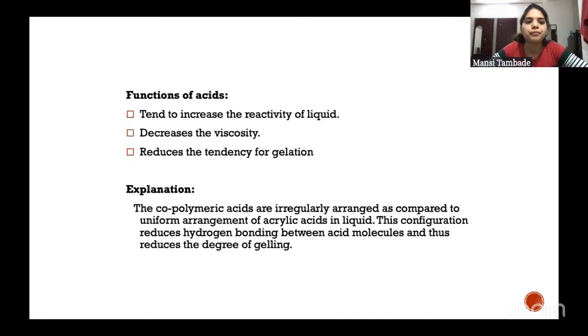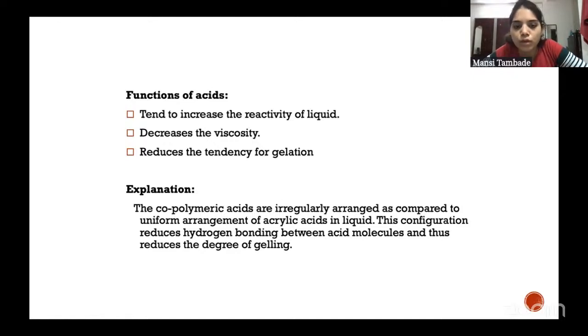Then the function of the different acids, why this acid liquid reaction. The copolymeric acids are irregularly arranged as compared to the uniform arrangement of acrylic acids in the liquid. This configuration reduces hydrogen bonding between acid molecules and thus reduces the degree of gelling. Different types of acid have been included. This helps in reducing the hydrogen bonding, which will also reduce the degree of gelling.